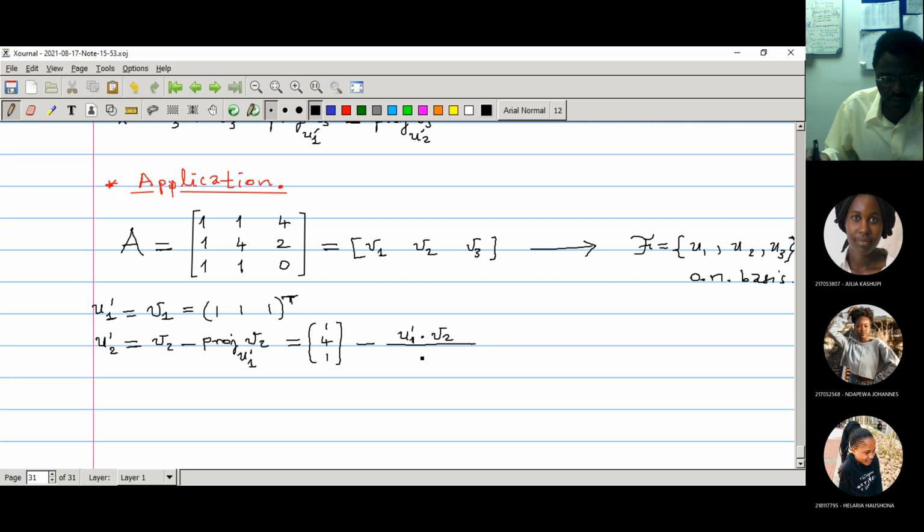This one carried by this. So I will multiply that by u1 prime, like this. Is that okay? Because I project along the line that is carried by that vector. Because it's carried by that, I divide by the norm square, because u1 prime into u1 prime is its norm square, right? Okay, so that's what I do.